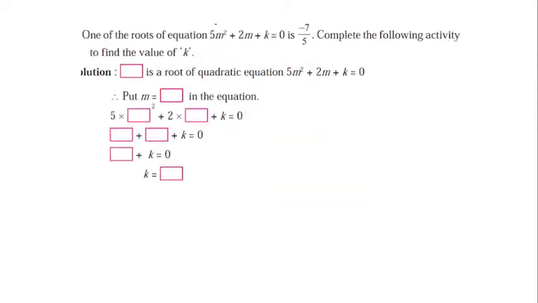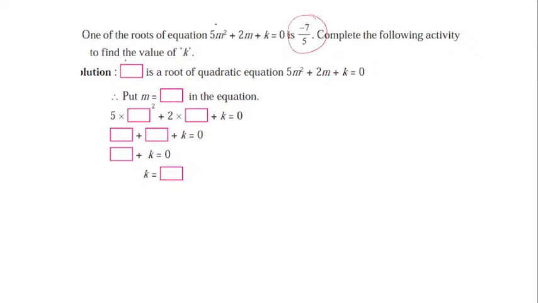Now let's have another question in the form of activity. One of the roots of equation 5m square plus 2m plus k is equal to 0 is minus 7 by 5. Complete the following activity to find the value of k. Now the first statement is dot dot is the root of quadratic equation 5m square plus 2m plus k is equal to 0, and it is given that minus 7 by 5 is the root.